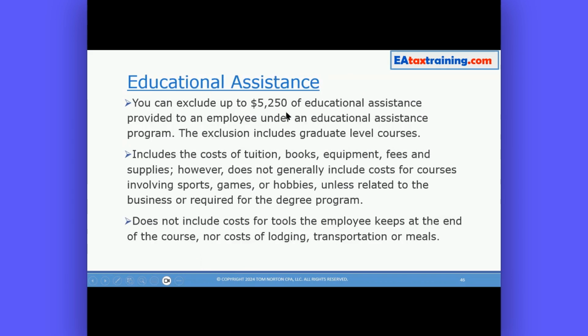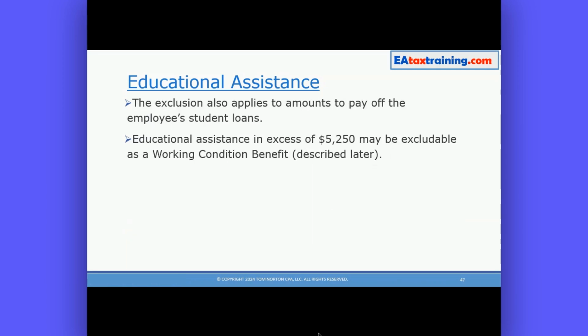Educational assistance, the number you will want to remember is $5,250, can be excluded. The exclusion includes graduate level courses. This includes all of these costs: tuition, books, equipment, and fees. However, it does not include costs for courses involving sports, games, or hobbies unless those are directly related to the business or required for a degree program. And it does not include costs for tools that the employee keeps at the end of the course, nor the cost for lodging, transportation, or meals. So this is just costs of the tuition, books, and the directly related expenses of the course.